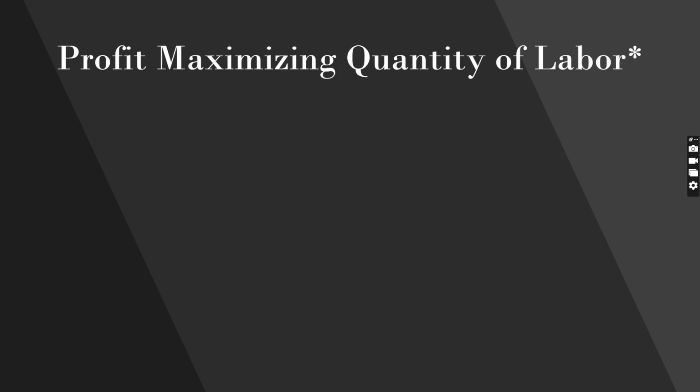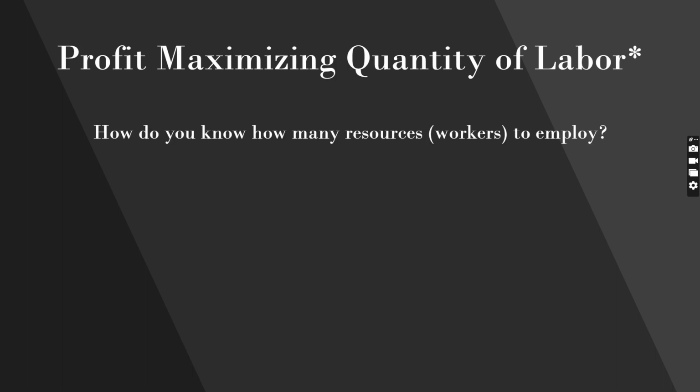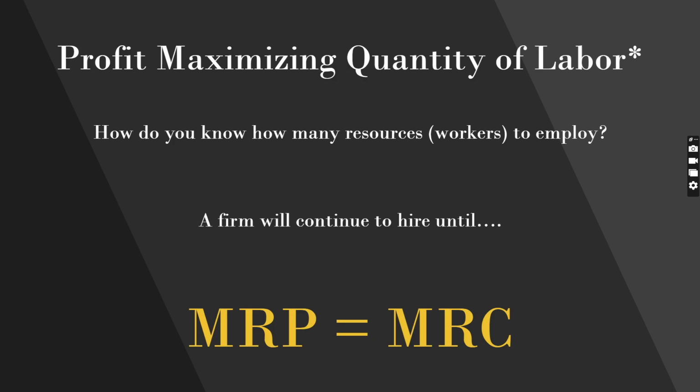So the rule for profit maximizing quantity of a resource, and in this case I have labor, but remember there's an asterisk because it could be capital, it could be land, whatever. But the rule is very, very important. In order for a firm to determine how many resources they should employ or hire or purchase, a firm will continue to hire until the marginal revenue product equals the marginal resource cost. And that is like the golden rule of Unit 5, right? I would say over half of all Unit 5 questions have something to do with this rule. So if you remember this rule, you're going to be in a good place.